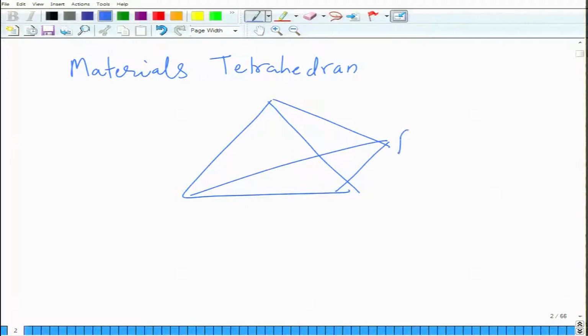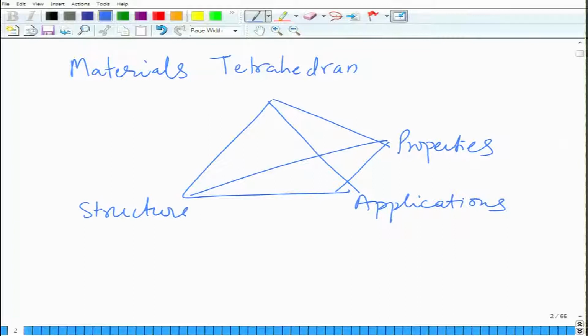and on one hand you have properties of materials, on another hand you have applications, on this side you have structure, and then you have processing.